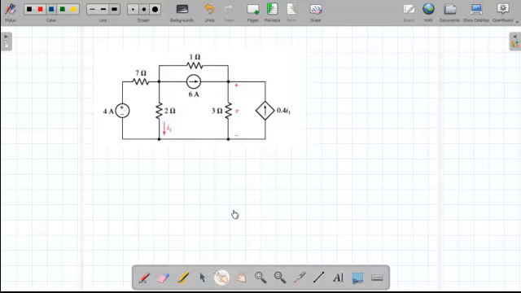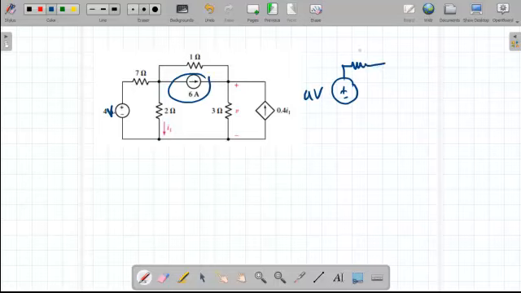So here in the first case, when we have only the 4 volt source here, the 6 amp source will not exist. So our circuit becomes like this. So 7 ohm, 7 ohm, then this 1 ohm, then there is no current source here. So here this is the 2 ohm.